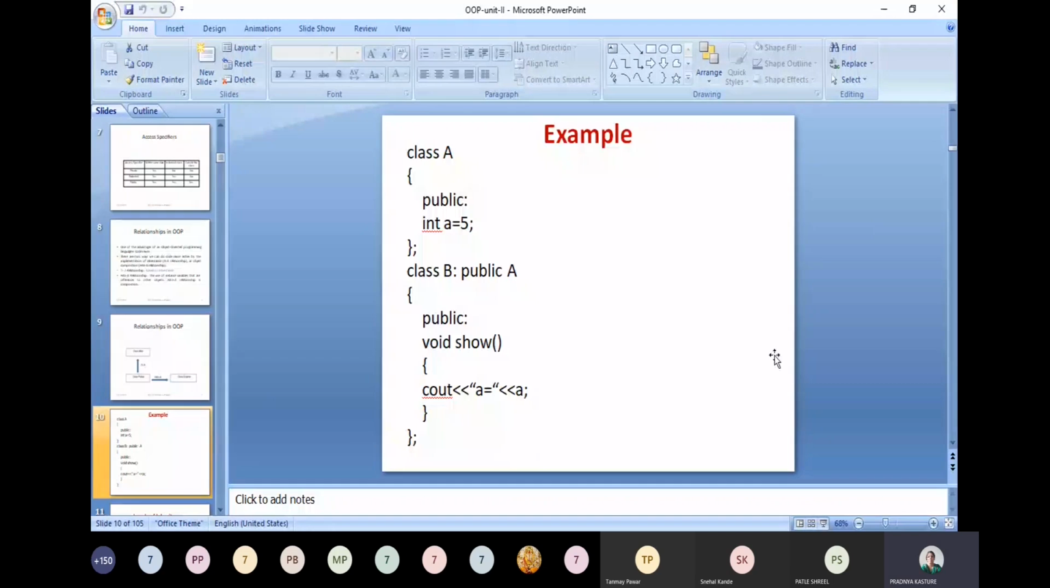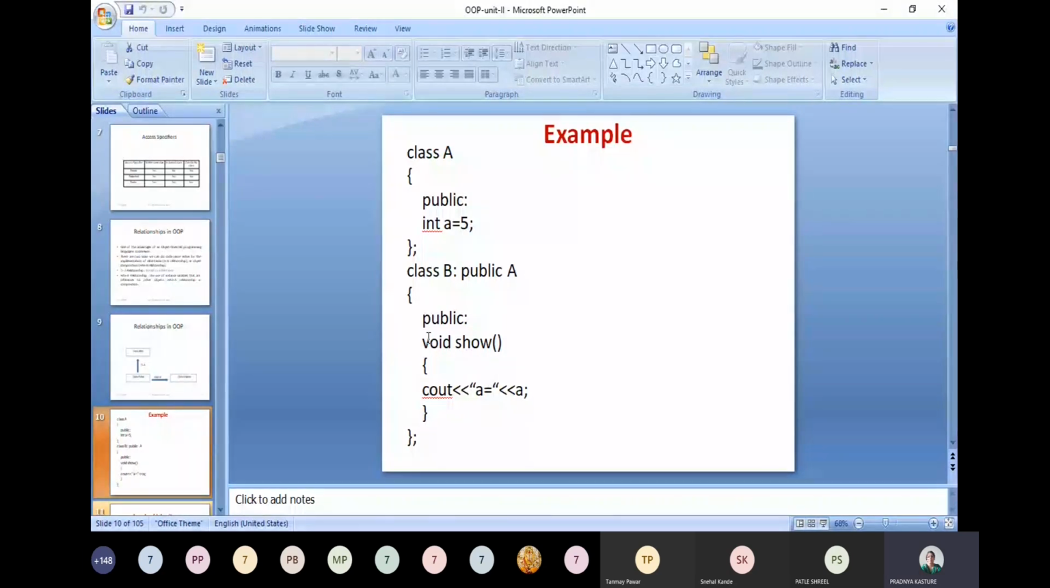Okay, so this is a small example making use of inheritance. Class A is given which has the variable a equal to 5. No method is given here in class A. Then as we know the syntax, whenever we write the derived class, class name colon public or private or protected, these are the access specifiers, after that you write the name of the base class. Now base class A is written here.